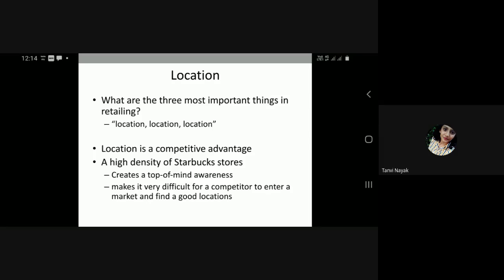The example is Starbucks. They are very good at locations. If you see Starbucks or Coffee Day in India, they look for locations which are very challenging for any competitor to gain space in. They look especially for a high density of Starbucks stores, where they create top-of-mind awareness and make it difficult for competitors to find space around that particular store. So being one and only in that particular location adds advantage.